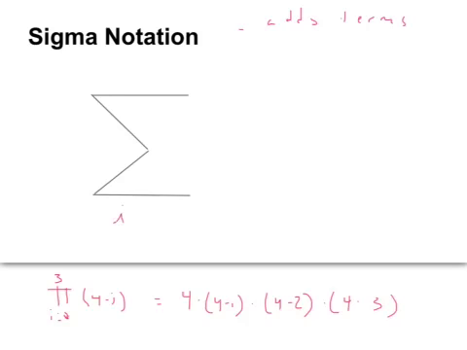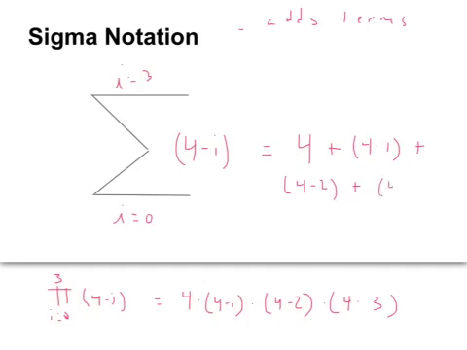So if we had i equals 0 to i equals 3 and 4 minus i, this would equal, well, 4 plus 4 minus 1 plus 4 minus 2 plus 4 minus 3, which, just to simplify, would be 4 plus 3 plus 2 plus 1, which equals 10.